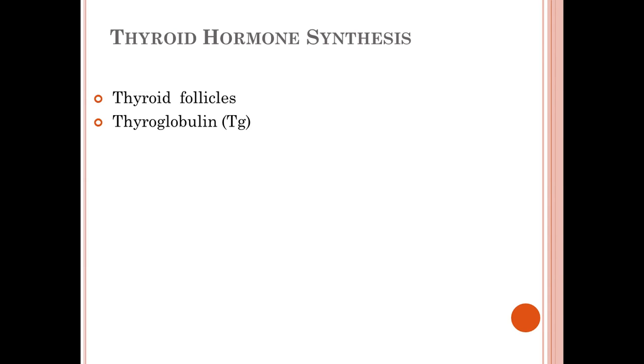Thyroid hormone synthesis. The site of synthesis usually occurs in the thyroid follicle, which is made of special epithelial cells that synthesize the thyroid hormone, arranged in the form of follicles. Inside this follicle we have a lumen. This lumen is filled with colloid, and the most important substance present in the colloid is a glycoprotein called thyroglobulin, which is the site of the synthesis and secretion of the thyroid hormone.